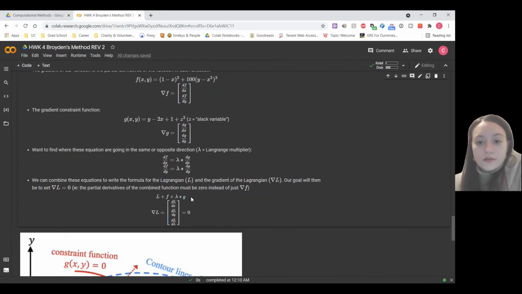So because of this, when we write our gradient for our Lagrangian, not only are we looking for the partial derivatives of the Lagrangian in the x and y directions to be 0, but we also want the change in the Lagrangian with respect to the Lagrange multiplier to be 0. Because the idea is that when that is 0, we know that our constraint is satisfied.